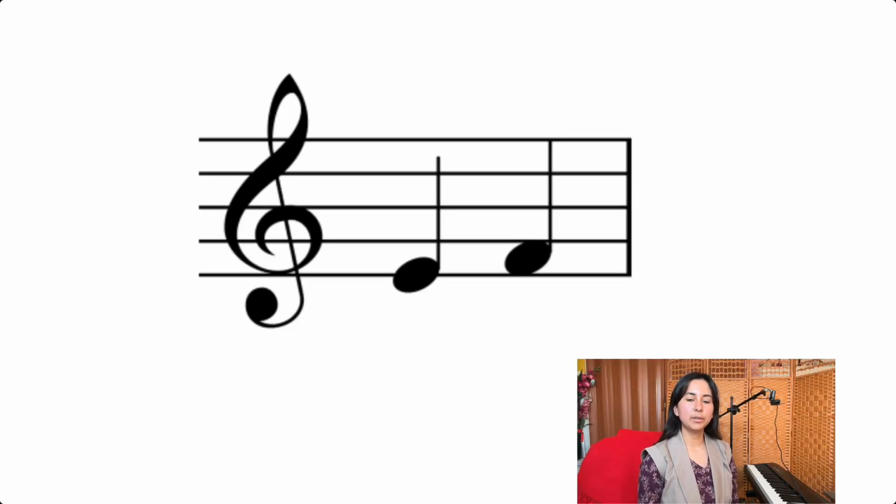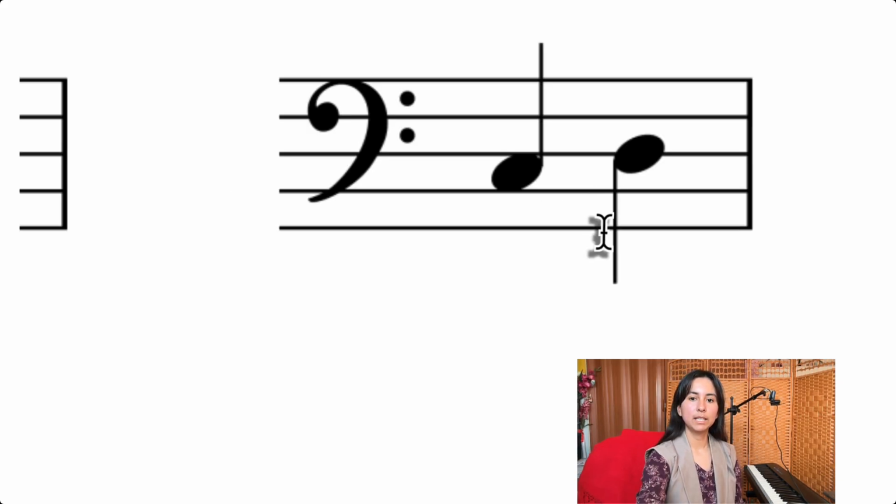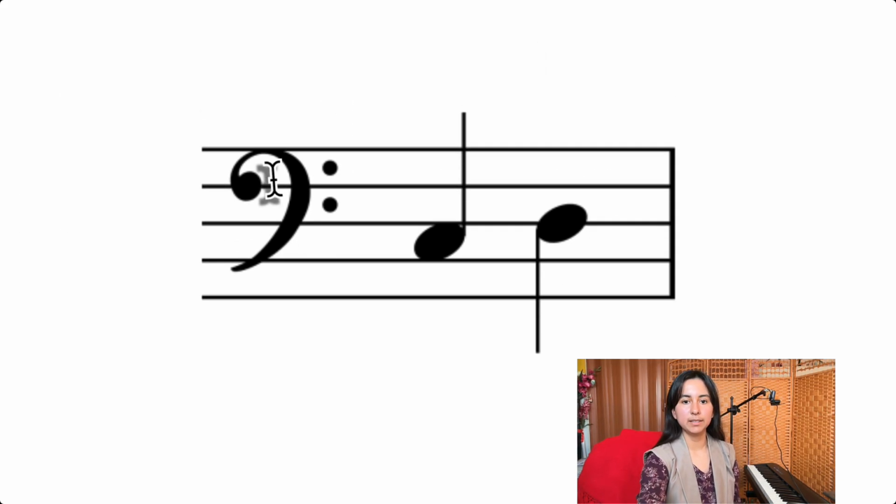Let's take a look. A step is when a note moves to the very next line or space. So right here is an example in the treble clef, and right here is an E, and the next note moves up a step, and it's an F that we have as our second note. Now let's look at an example in the bass clef. Right here we have a C, and it moves up a step to D.